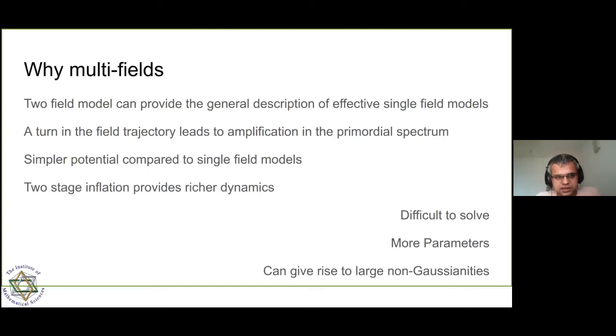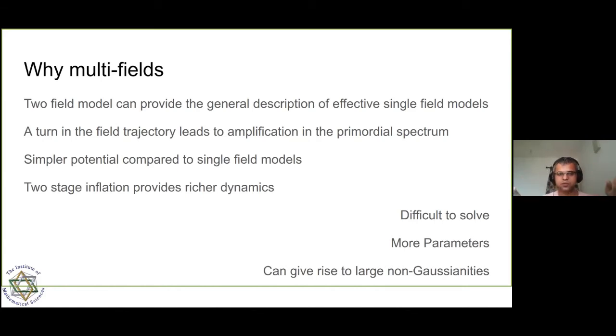However, in the multi-field model, you can work with simpler potentials, and a turn in the field trajectory leads to the amplification. If you have a turn in the field trajectory, it actually boosts up epsilon or the Hubble flow functions, epsilon and its derivative. So you get amplification in the primordial power spectrum. And it also allows you to have a two-stage inflation, where the first stage of inflation is ruled by the first field, and the second stage of inflation is ruled by the second field, after the first field comes down to the bottom of the potential, oscillates, and gets frozen.